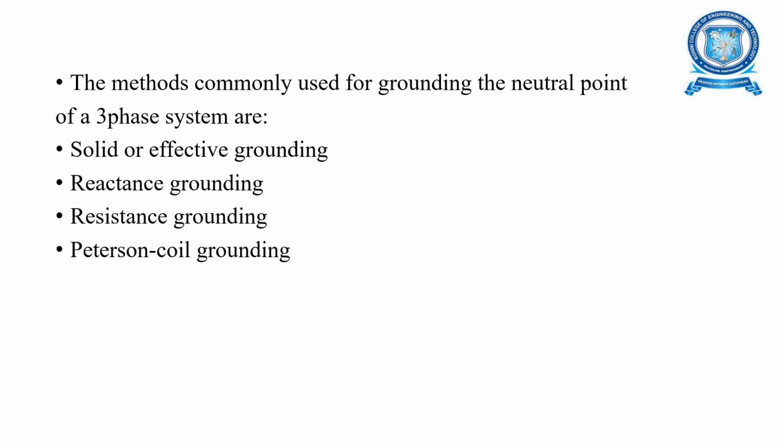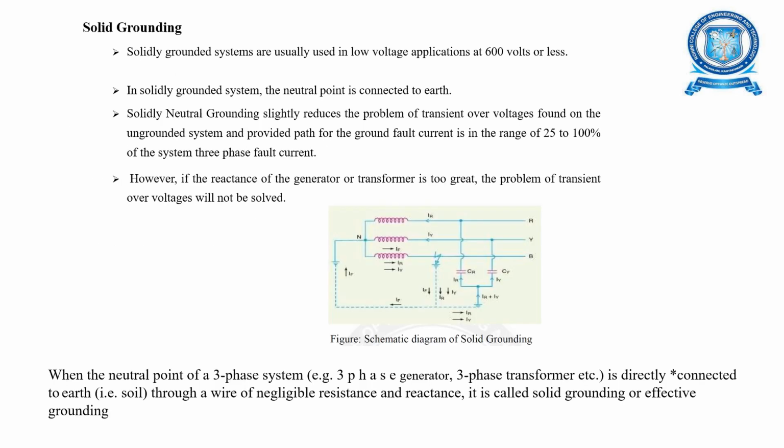The common methods used for grounding the neutral point of a three-phase system are solid grounding, reactance grounding, resistance grounding, and Peterson coil grounding. Solid grounding is usually used in low voltage applications at 600 volts or less. In a solidly grounded system, the neutral point is connected to earth. This reduces the problem of transient overvoltage found on ungrounded systems.